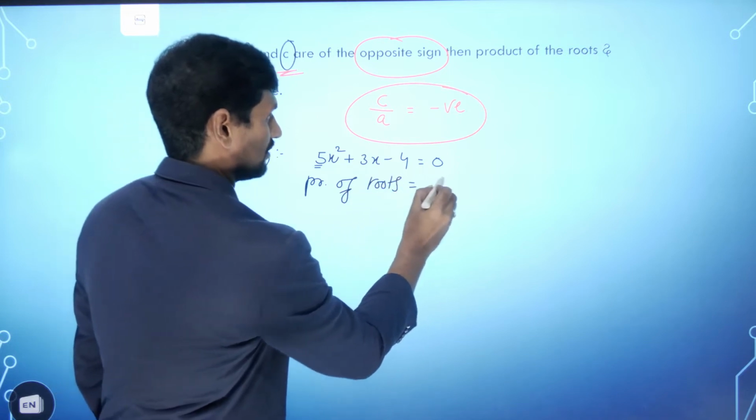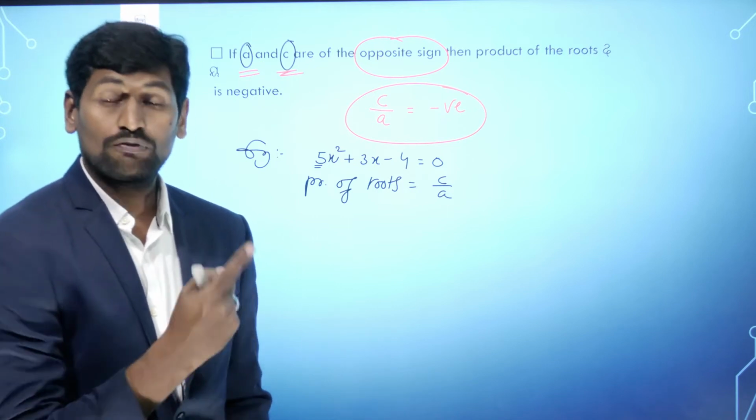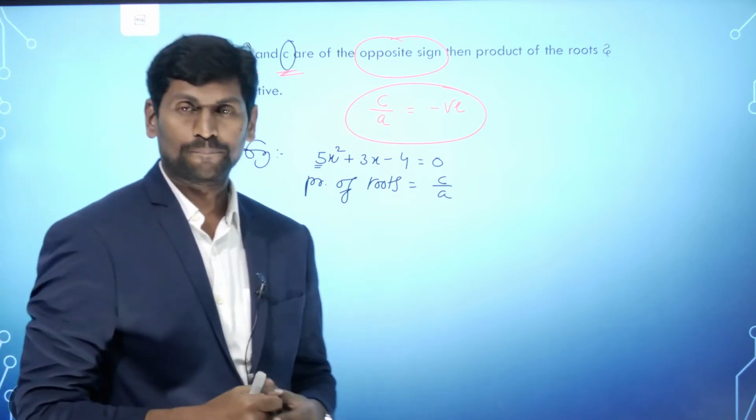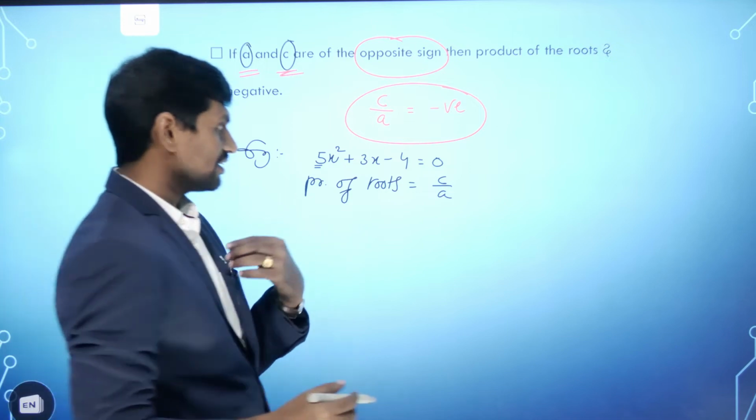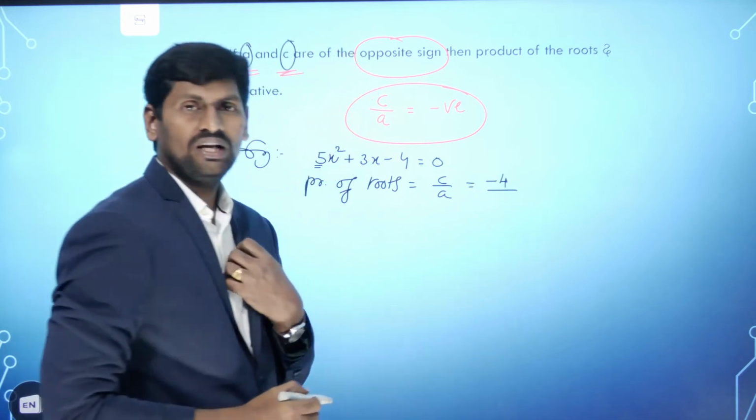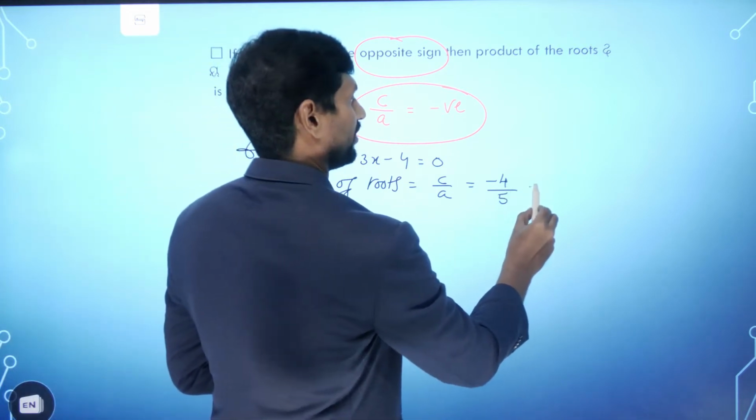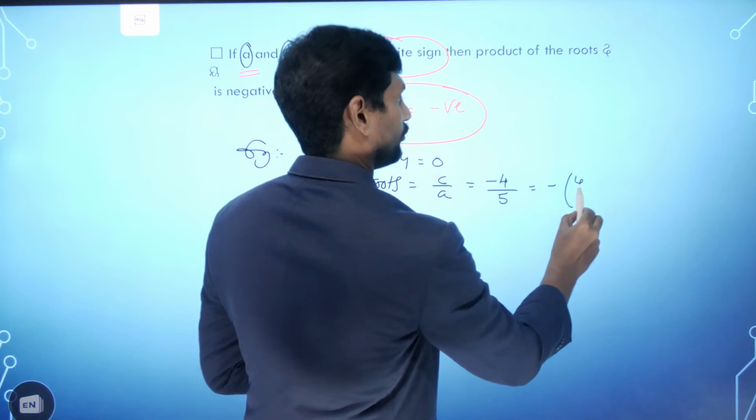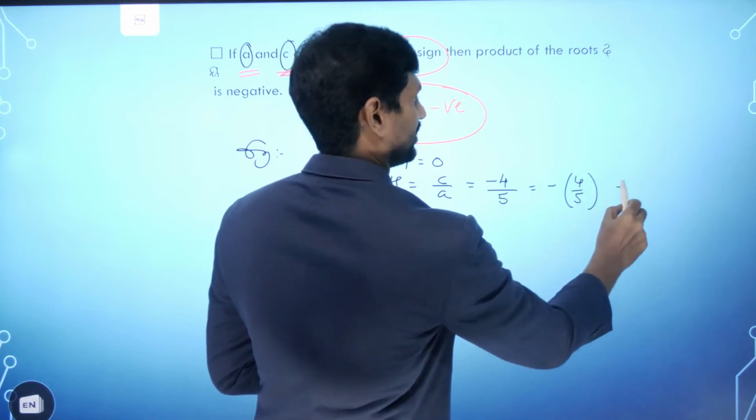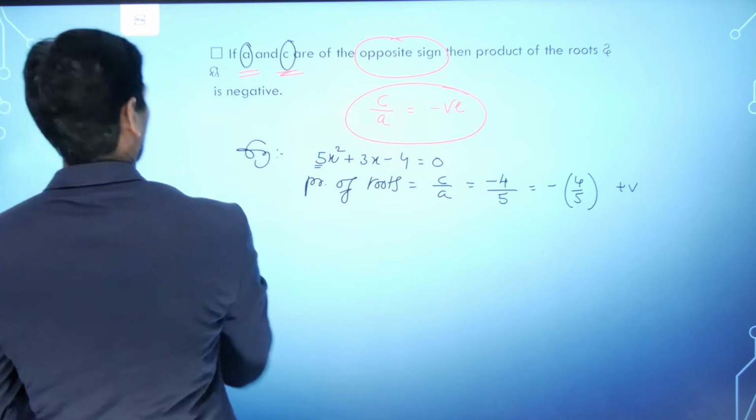roots? C by a. Product of roots formula is c by a. Sum of roots formula is minus b by a. Okay? Right. Now substitute the c value minus 4 and the a value 5. Minus 4 by 5. That means we can write minus of 4 by 5. So this one is a negative value.